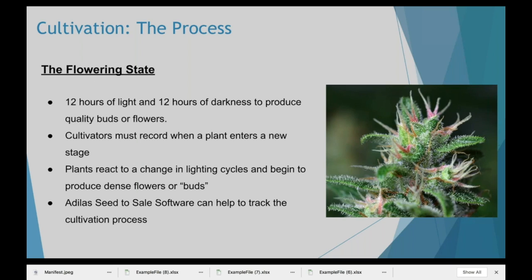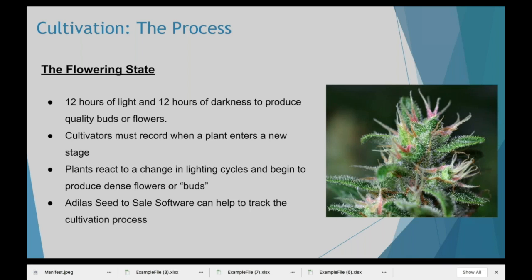Track and trace software will require cultivators to record when a plant is moved from veg into its flowering stage. During the flowering stage, plants are reacting to the change in lighting cycles and begin to produce dense flowers or buds. Flowers can look very different, and each, when consumed, can have various effects.